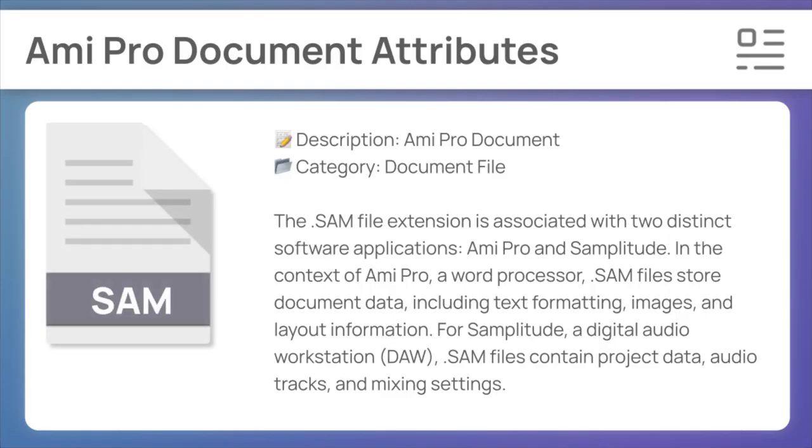SAM files store document data, including text formatting, images, and layout information. For Samplitude, a digital audio workstation, DAW, .sam files contain project data, audio tracks, and mixing settings.